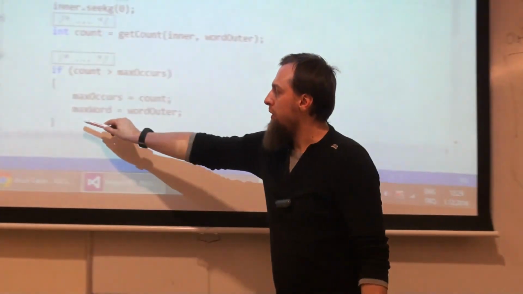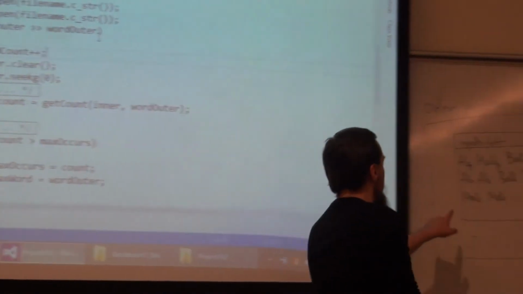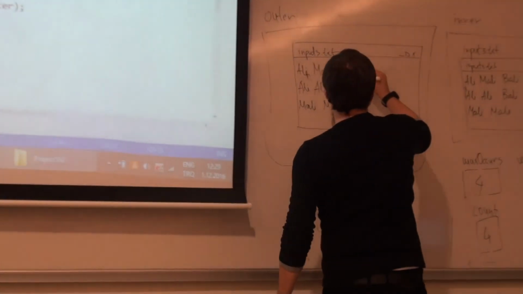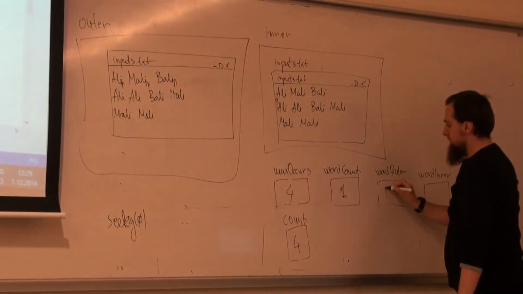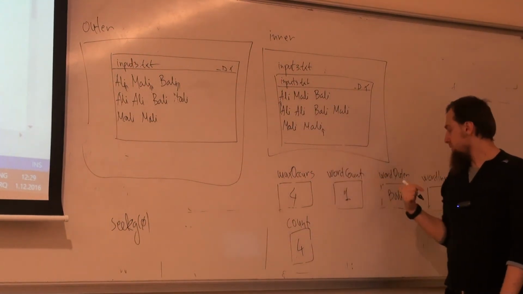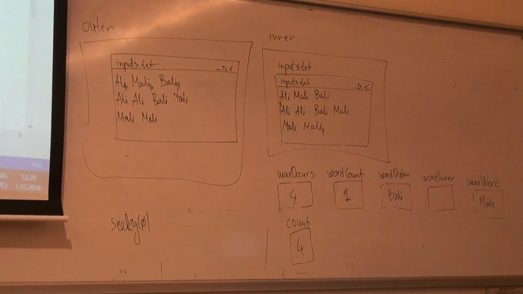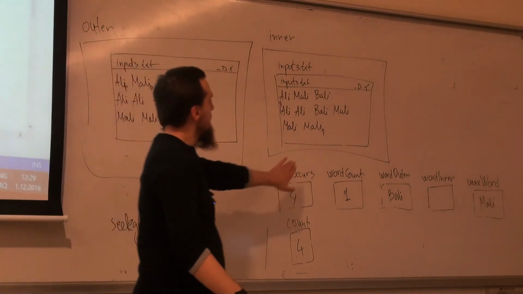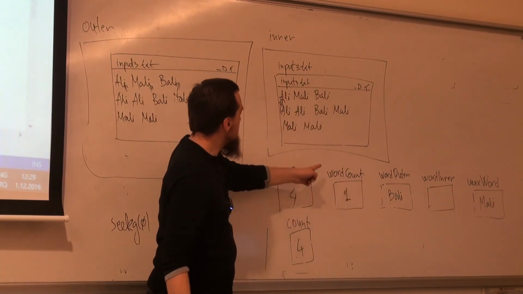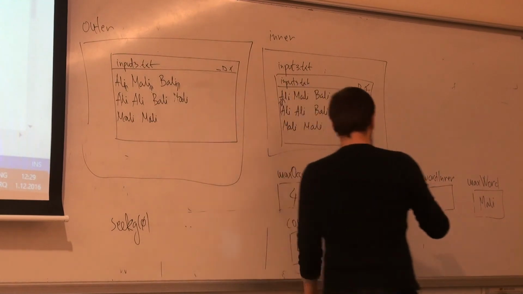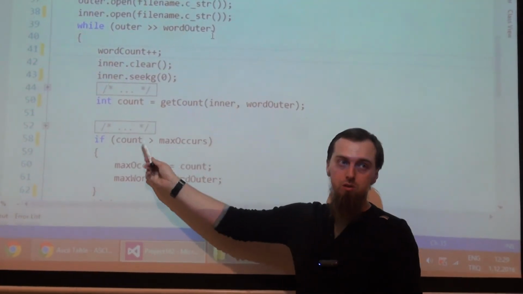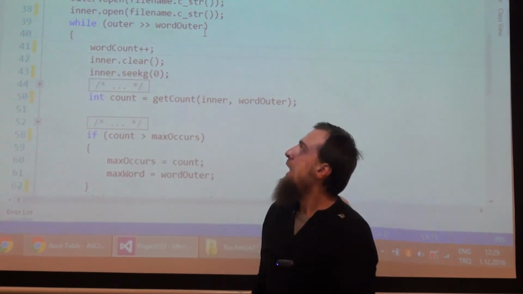So we are finished here. We go here. We read another word. You remember we were here at Mali. Now at outer, we read the word Bali. We put Bali here. Now for the inner, we finished here because we were looking for Mali. That's why if there were mistakes, we clear them. With Seekg, we start from the beginning, and look one by one. How many times does Bali appear? It appears two times. So count is 2. And we are asking, if count is greater than max occurs, this is not the case, 2 is not greater than that, and so on, up until we go outside the while loop.